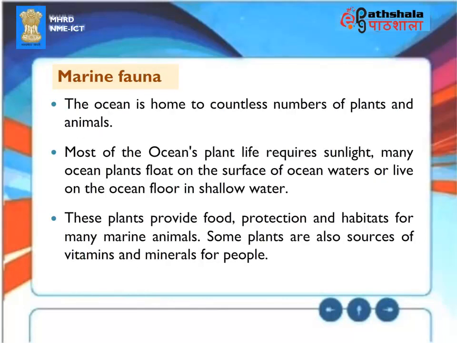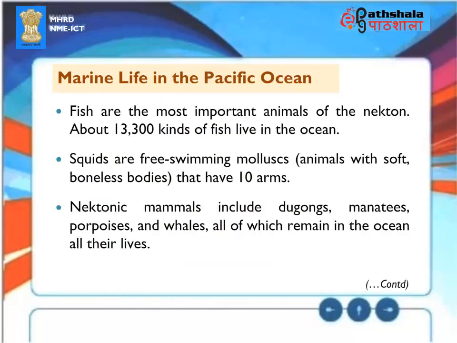Marine fauna. The ocean is home to countless numbers of plants and animals. Most of the ocean's plant life requires sunlight. Many ocean plants float on the surface of ocean waters or live on the ocean floor in shallow water. These plants provide food, protection, and habitats for many marine animals. Some plants are also sources of vitamins and minerals for people. Marine life in the Pacific Ocean.